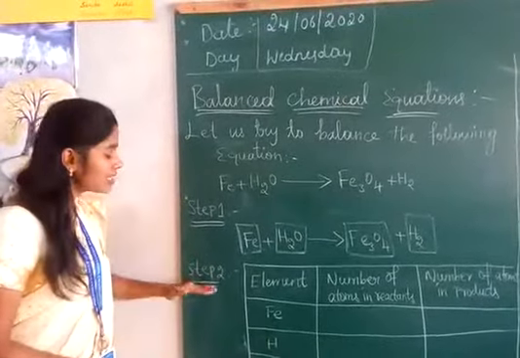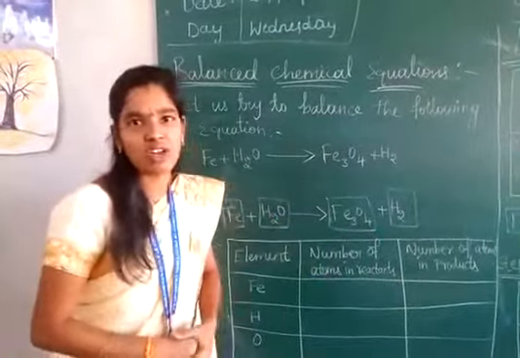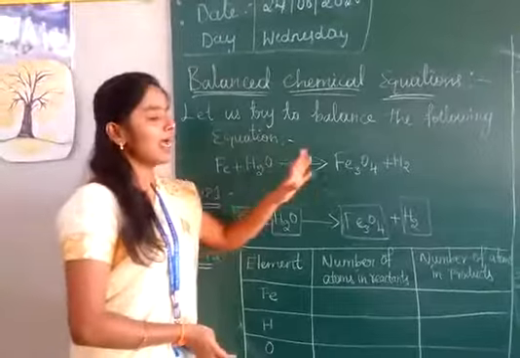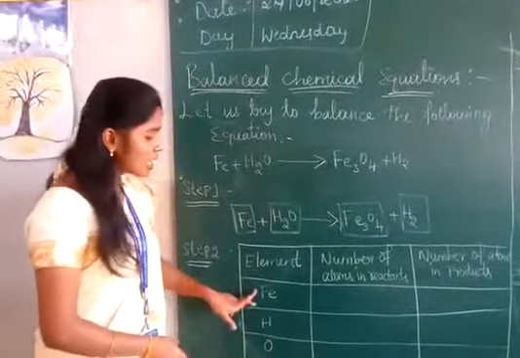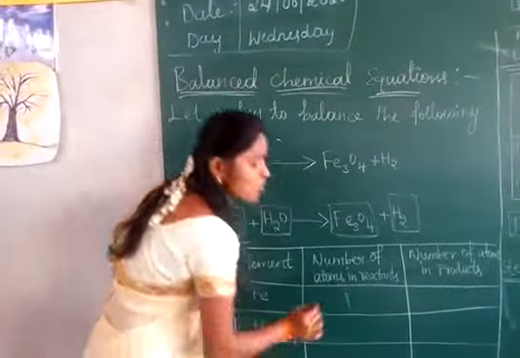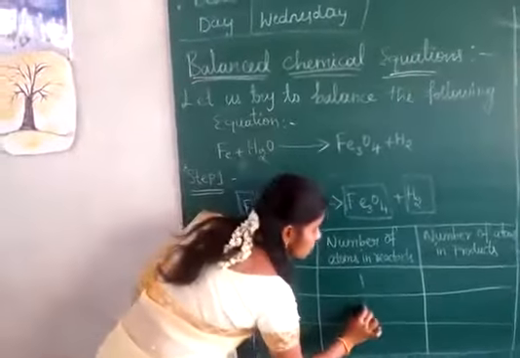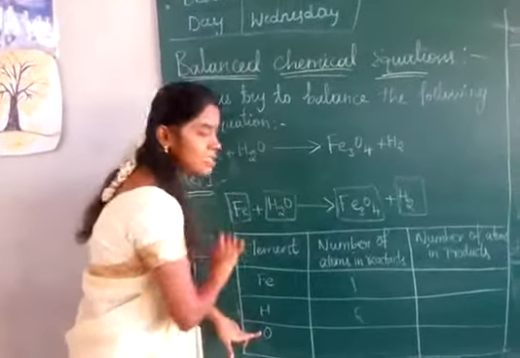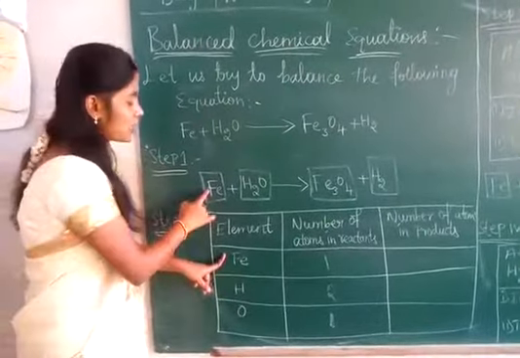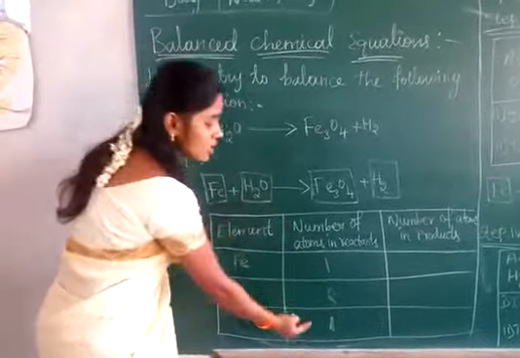Next step, you have to see whether LHS and RHS are balanced or not, whether they are equal or not. So we have to list the number of atoms on the LHS as well as the RHS. Iron, how many irons are there on the reactant side? Only one. Next hydrogen, how many? H2, 2. And next oxygen, how many? Only one. So I'll explain: iron, only one; hydrogen, 2; oxygen, only 1.